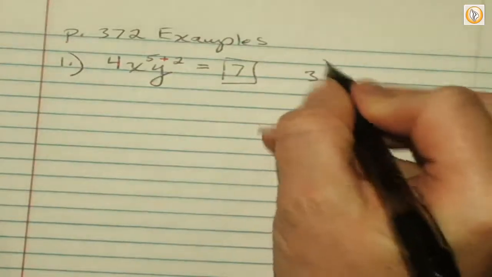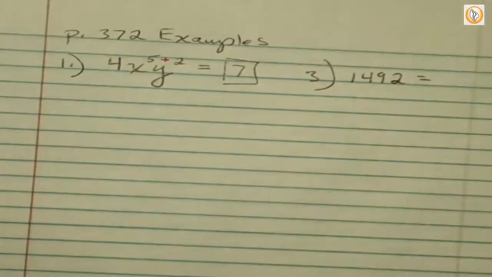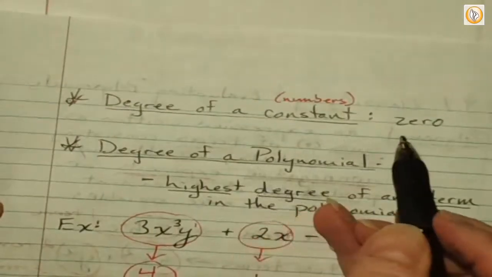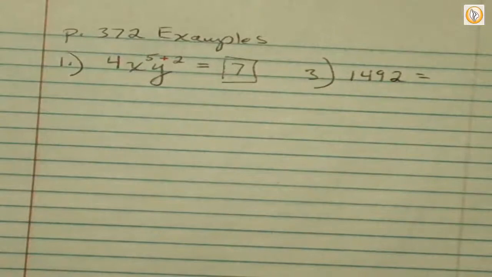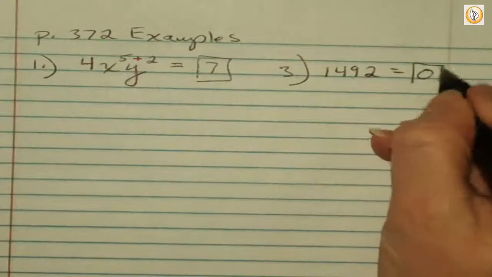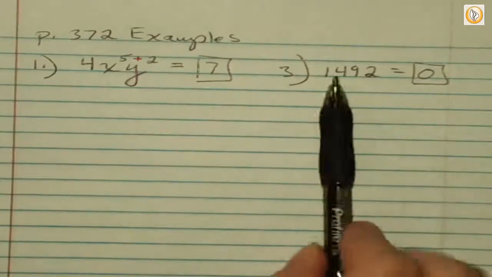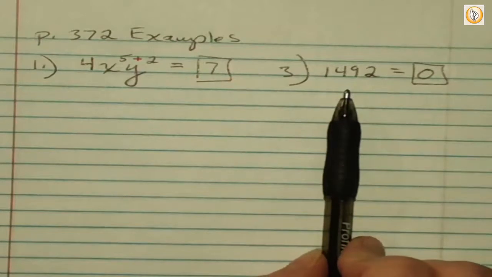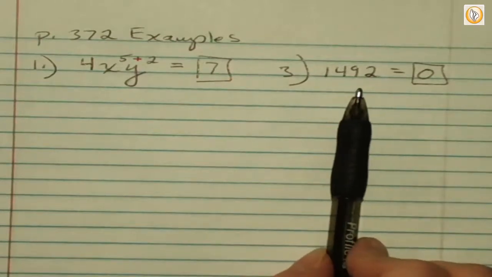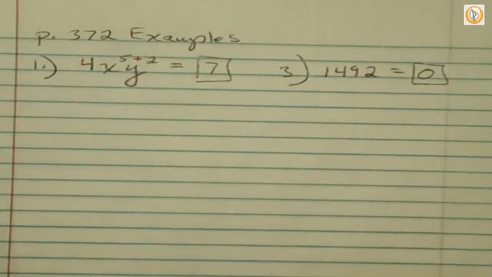All right, now here, what is the degree of this term? The degree of a constant is 0. So guess what the degree of this is? It's 0. That's the rule. So this is a term. A constant can be all by itself. If you ask what the degree of the term is, well, there's no letter, so it's just 0.